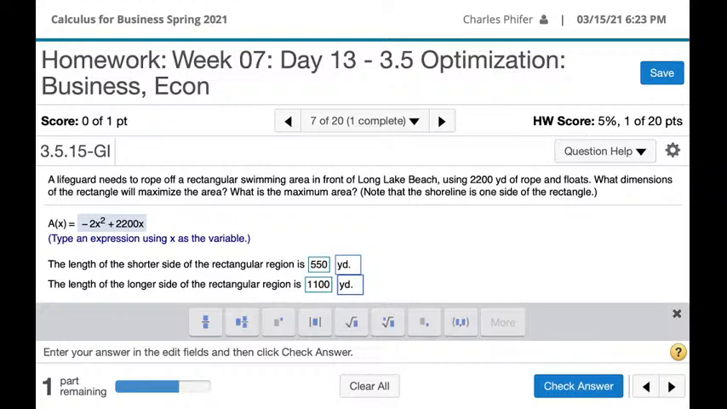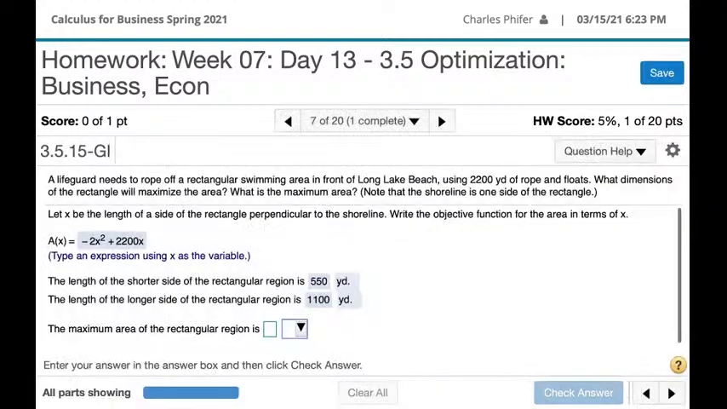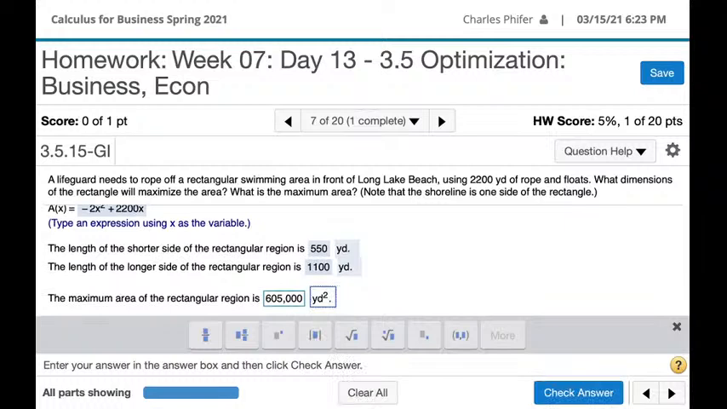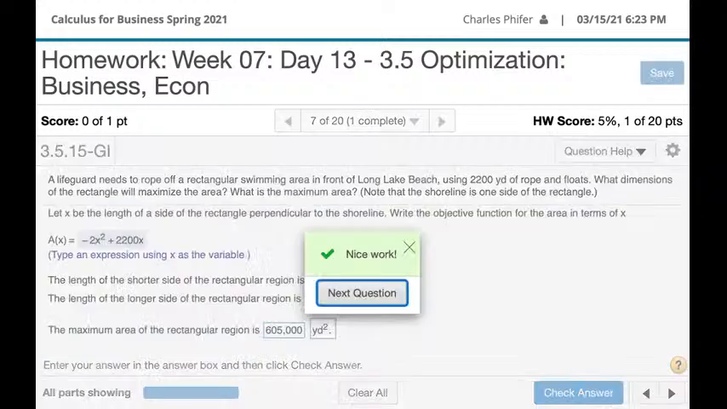And then the maximum area is 1100 times 550. Hey Siri, what's 550 times 1100? 550 times 1,100 is 605,000. Oh, even. Square yards. So basically I said 550 times 1100 yards squared. The units for area are always squared.